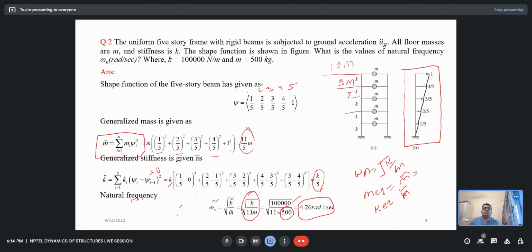In some questions they say the deflection is proportional to your story shear. From the story shear we can calculate the deflection. Mainly it's totally related to the deflection, not the mass and all the other things. These are other parameters.